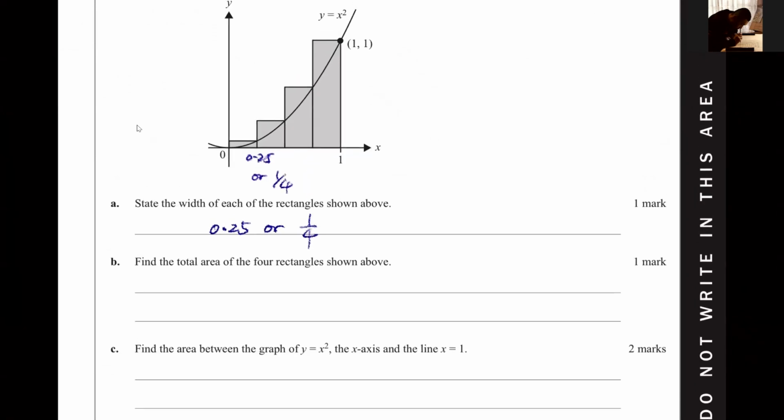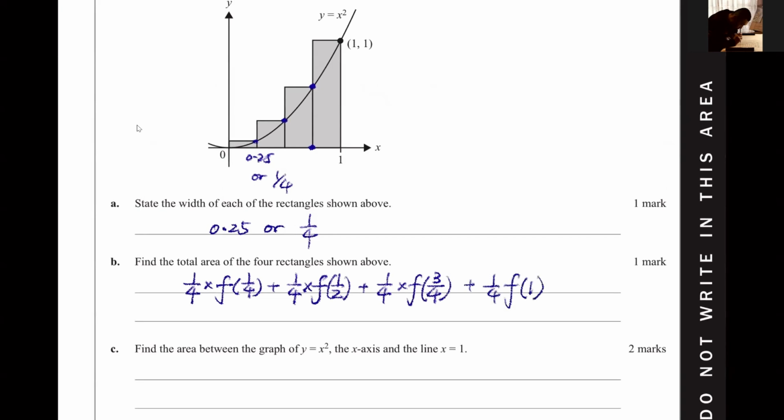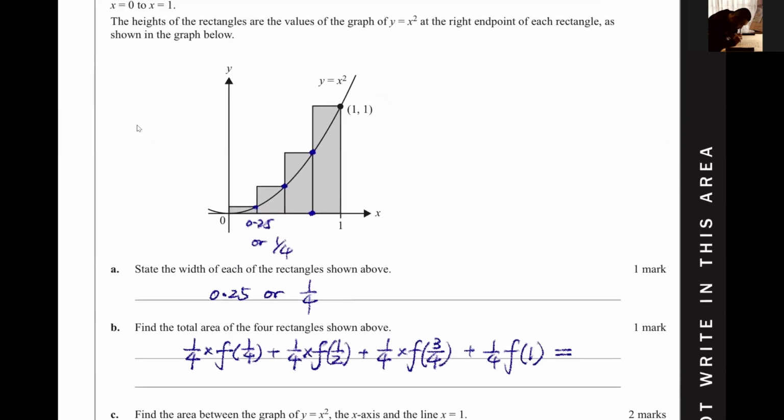Total area of the 4 rectangles. So it's a quarter times f of a quarter plus a quarter times f of half plus a quarter times f of 3/4. It's this point here. And a quarter times f of 1. So I'm going to use, actually I should say let f of x equal x squared, because the question used only y equals x squared rather than a defined function f.